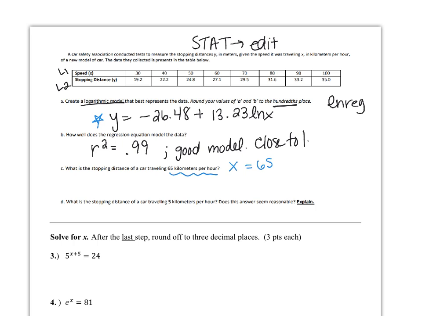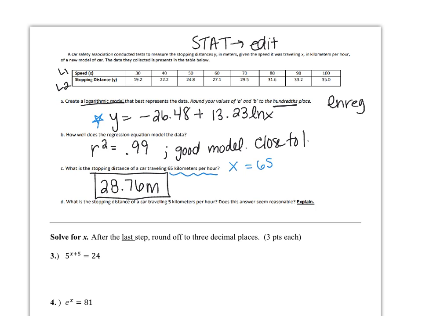Make sure you do a zoom stat, or increase your window so you can see all the way out, and then do a second calc value, put in a 65 for x, and when we push enter, we see that y equals 28.76, and this would be stopping distance in meters. So labeling, it would take it about 28 meters to stop if it was going 65 kilometers per hour.